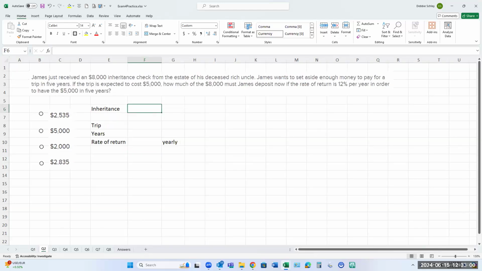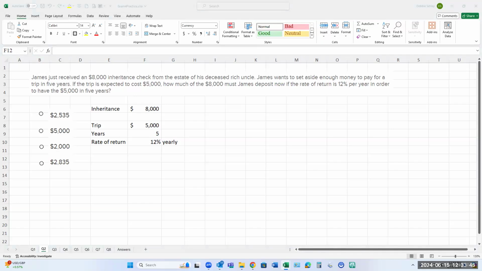All right, question 2. James just received an inheritance check of $8,000 from the estate of his deceased rich uncle. James wants to set aside enough money to pay for a trip in 5 years. So in 5 years, he wants to go on a trip. If the trip is expected to cost $5,000, how much of the $8,000 must James deposit now if the rate of return is 12% per year in order to have $5,000 in 5 years?